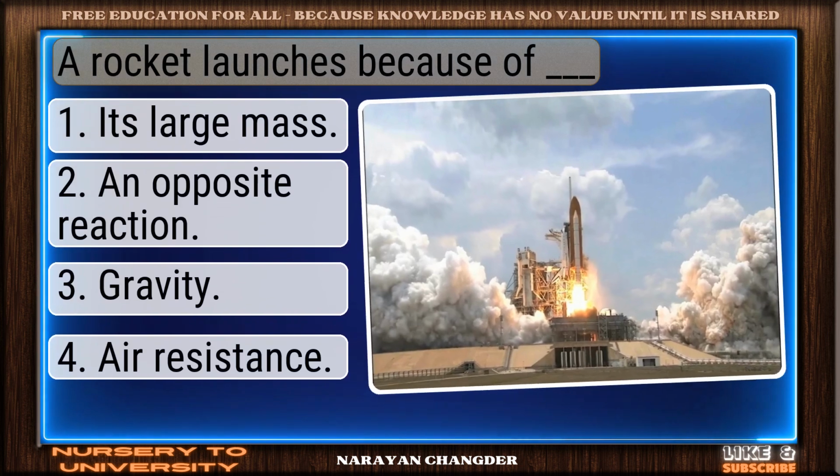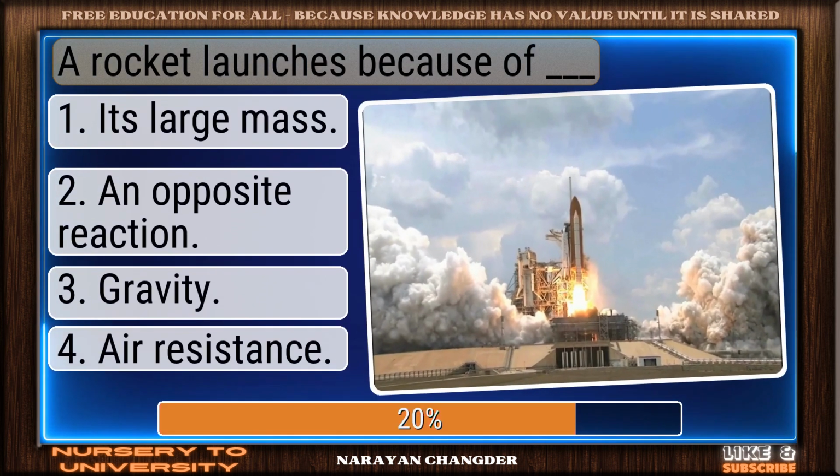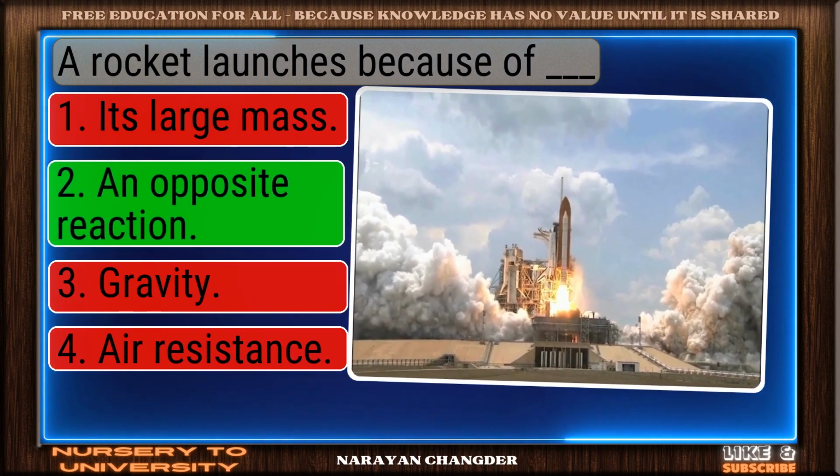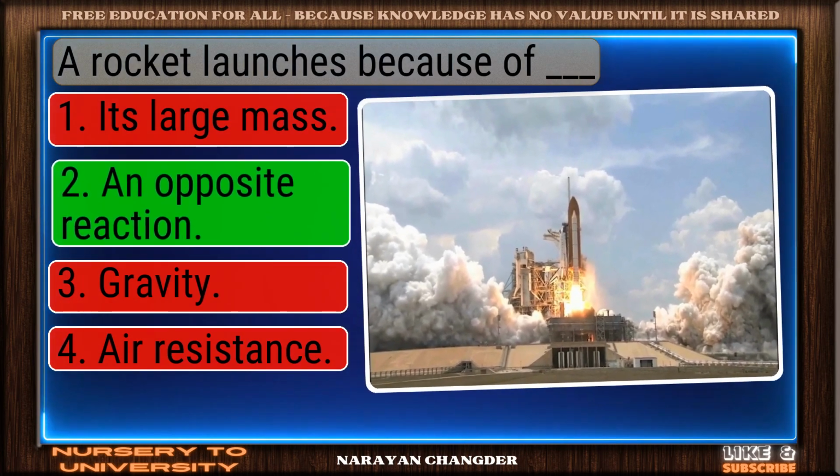Question number 70. A rocket launches because of dash. Excellent choice. An opposite reaction is the right answer.